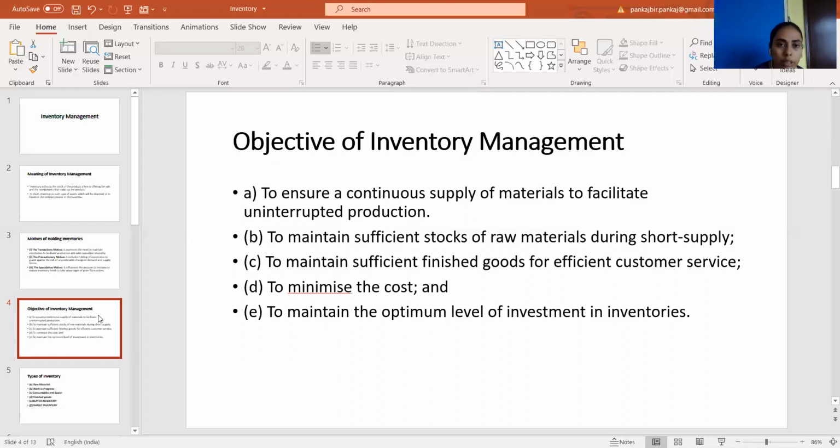So, to mitigate the effect of this fluctuation, a producer can hold a sufficient amount of finished goods in their inventory, so that if there is a fluctuation in the demand for a commodity, they can mitigate that demand also. Next objective is to minimize the cost of production.